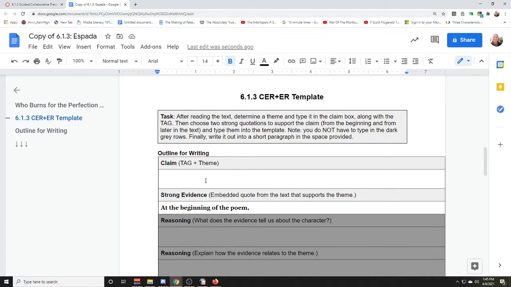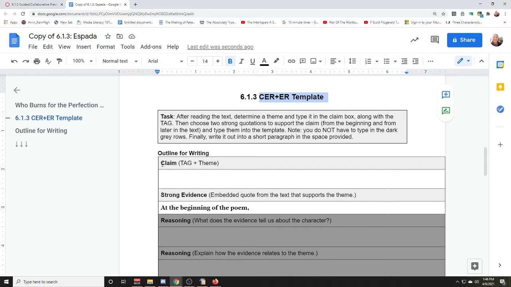This is not going to be graded, but I still want to do this together. What you're going to do is determine what the theme of the poem is, and you're going to put it right here where it says claim. And if you're thinking to yourself, this looks like a basic CER template, that's because you're absolutely right. That is exactly what it is. But we can use the same strategy for identifying theme in a work of literature.